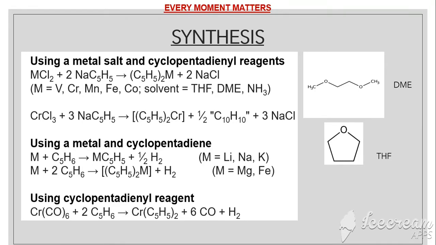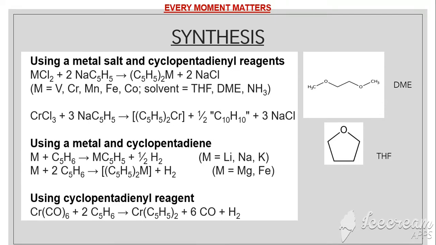cyclopentadienide, and following the reaction in the presence of the solvent, that is tetrahydrofuran, which is shown in the side diagram, or DME, which is also shown in the side diagram, is dimethoxyethane, and in their presence, M, which can be preferably vanadium, chromium, manganese, iron, or cobalt, can yield our metallocene. Sodium cyclopentadienide here acts as a reducing agent and also as a ligand in this reaction.